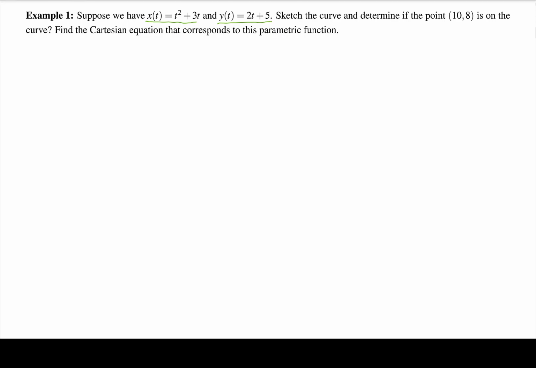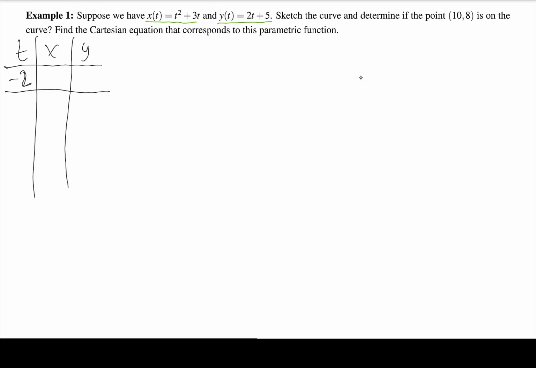Looking at example 1, our primary way of graphing these, at least when we were starting out, was to just make a table of t, x, and y values. The way we did this, I generally do -2, -1, 0, 1, and 2. Normally that gives me a decent idea. So I'll plug in -2 into our x function and into our y function. For our x function, I'd be using this t squared plus 3t.